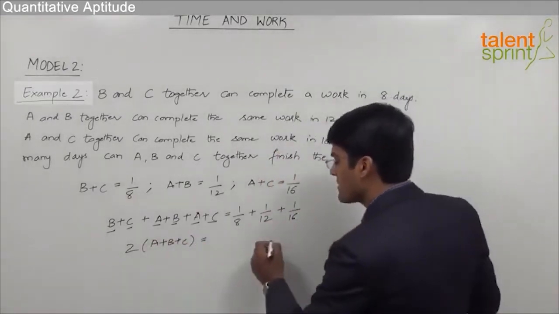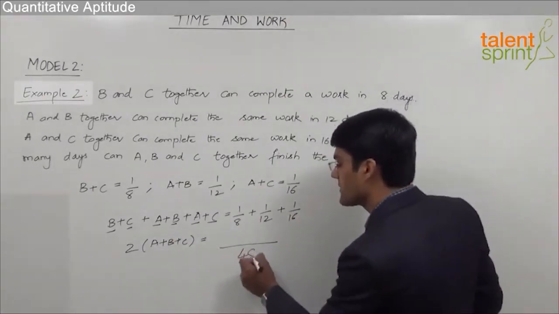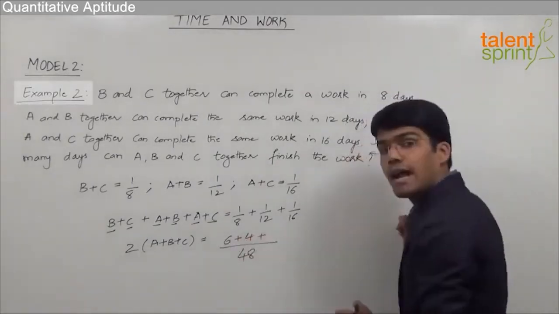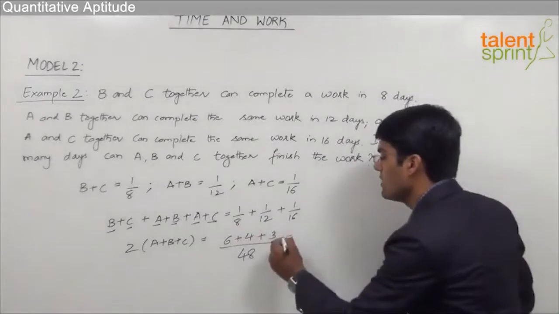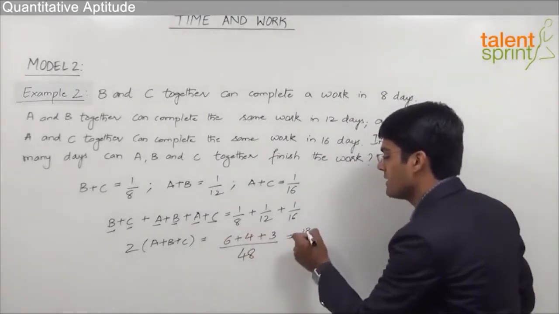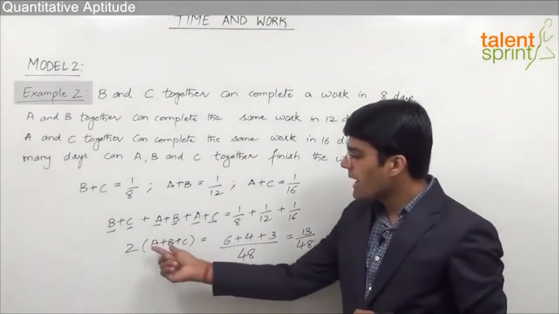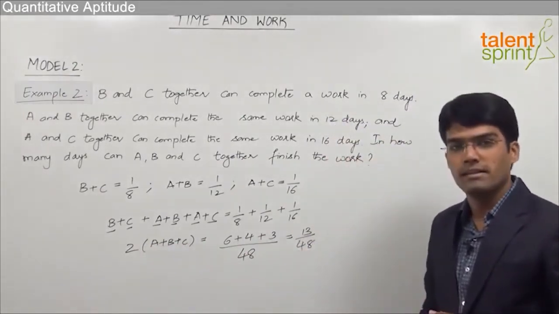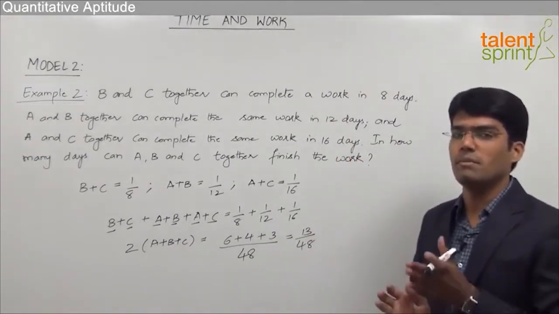So let us now try to simplify this. The LCM of 8, 12 and 16 is 48. So 8 goes 6 times, 12 goes 4 times and 16 goes in 48 3 times. So this will be equal to 6 plus 4, 10 plus 3, 13 by 48. That means the work done by 2 A's, 2 B's and 2 C's is 13 by 48. But here we are supposed to find out the work done by only 1 A, 1 B and 1 C.